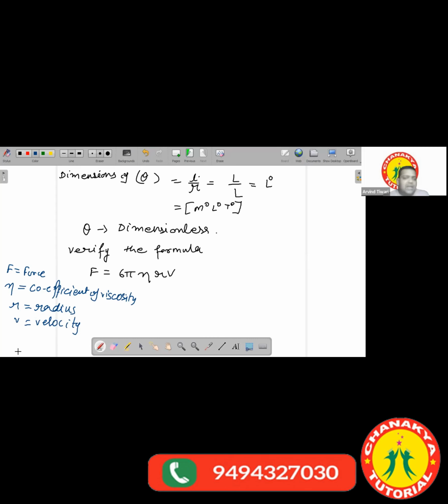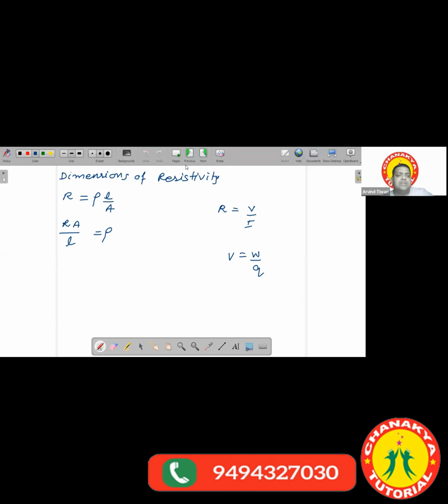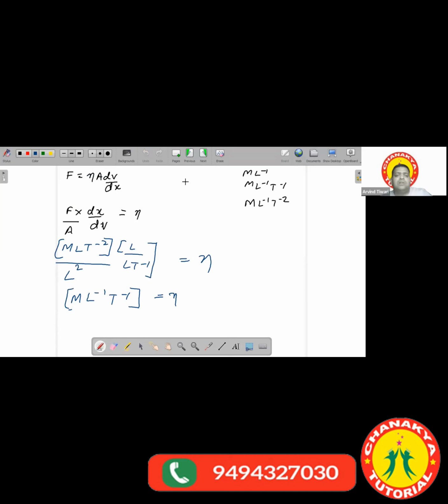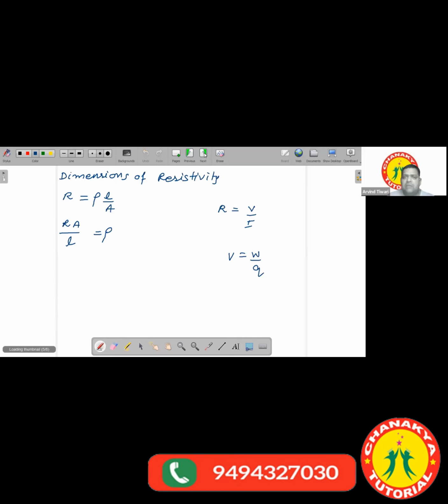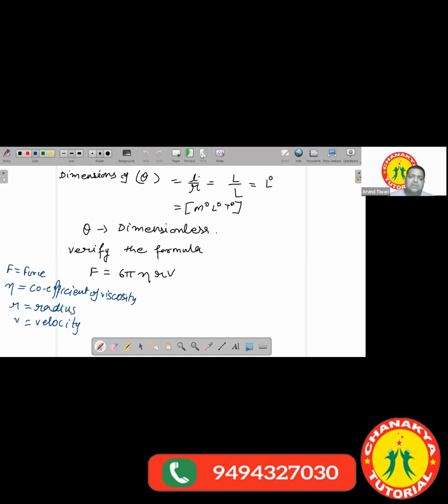If you want any help, we have already calculated the dimensions of eta. Have you noted down the dimensions of eta? It's M L minus 1 T minus 1. So you can see here we have the dimensions of eta. You just need to verify this formula, F equals 6 pi eta R V. Is this formula correct or incorrect?